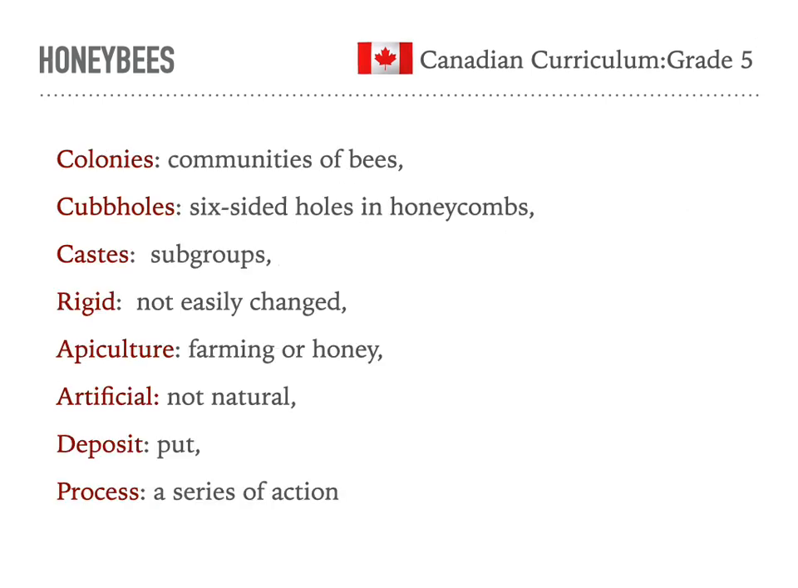Colonies: communities of bees. Cubbyholes: six-sided holes in honeycombs. Castes: subgroups. Rigid: not easily changed. Apiculture: farming of honey. Artificial: not natural. Deposit: put. Process: a series of actions.